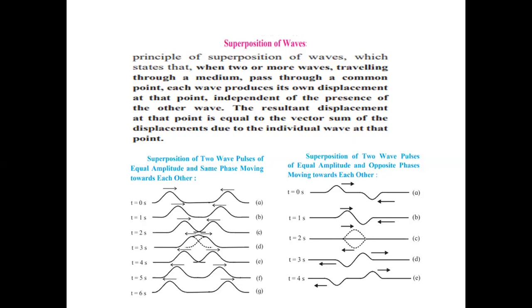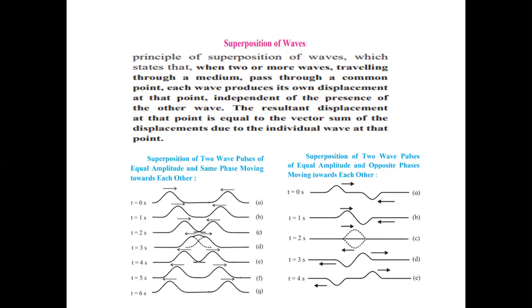In the diagram, you can see the superposition of two wave pulses of equal amplitude and same phase moving towards each other in the first diagram, and in the second diagram, the superposition of two wave pulses of equal amplitude and opposite phases moving towards each other. Let us study the first diagram.